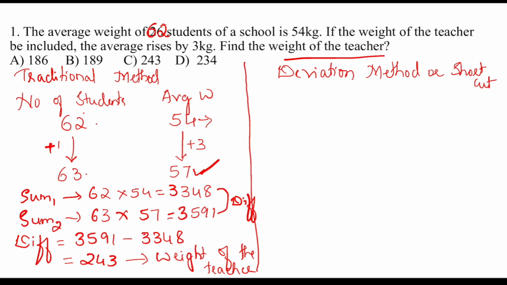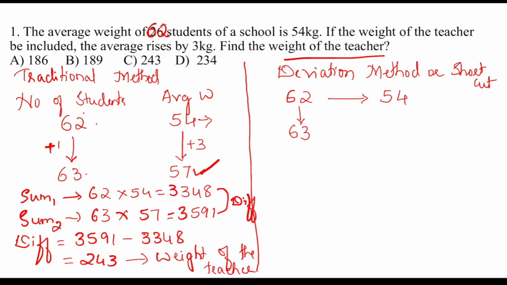Now let me see the shortcut trick. Okay, now we know that earlier 54 was the average weight. That means all 62 students were assumed to have 54 weight. Each was assumed to have 54 weight. Now since the new teacher is included, the number of members in the class became 63.